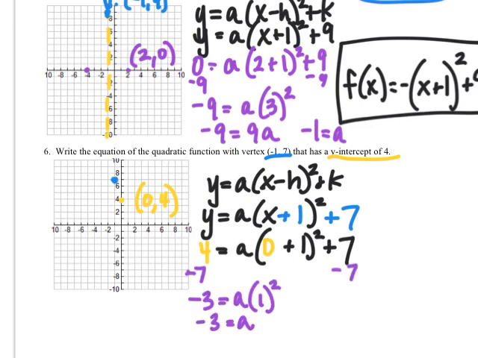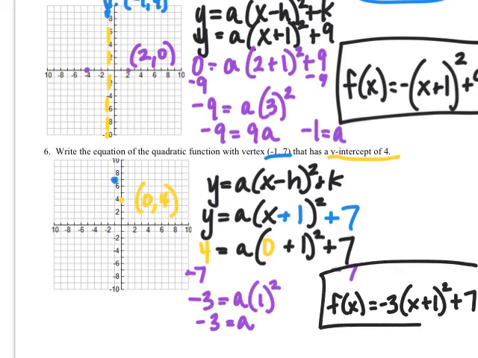So I got that a was equal to -3, and then I can write my final answer as f of x equals -3 times (x plus 1) squared plus 7. And there we go.